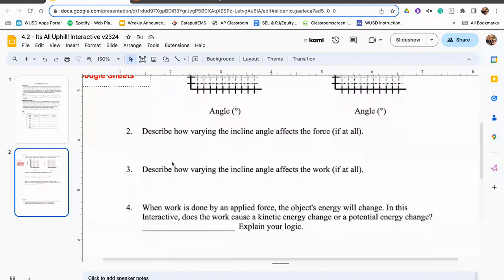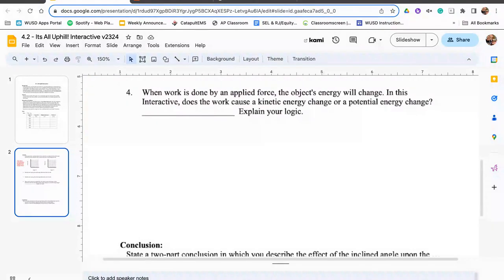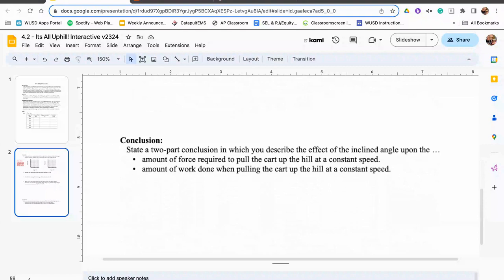So number 2 just says describe how varying the incline angle affects the force. Try to list the parent function if you can. Describe how varying the incline angle affects the work, if at all. When work is done by an applied object, the object's energy will change. In this interactive, does the work cause a kinetic energy change or a potential energy change? Like you described below.